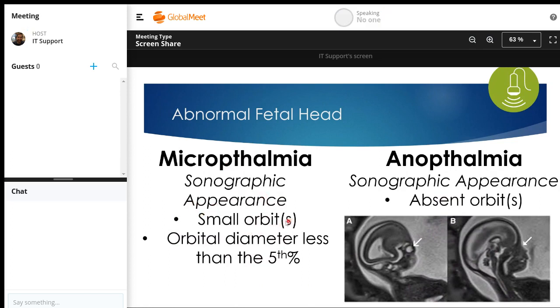So microphthalmia, sonographic appearance, small orbit, one or both, orbital diameter less than the 5th percentile. So the size of the orbit measurement is very small. And then anophthalmia is the absence of an orbit or both. So this is an MRI of a fetus where one side we can see an eye and the other side it's absent.